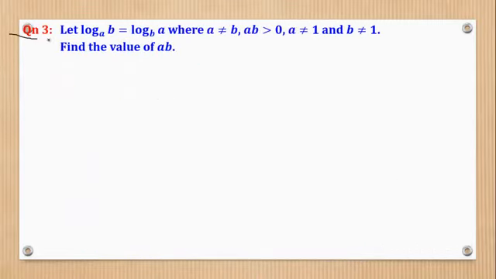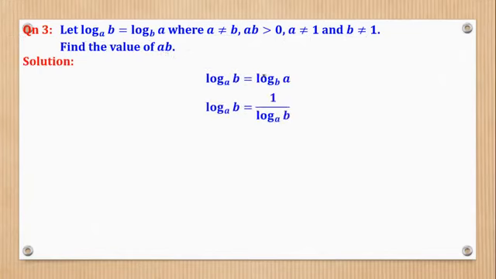That was question 2. Question 3 says, let this be equal to this, where a is not equal to b, and ab is greater than 0, a is not equal to 1, and b is not equal to 1. Find the value of ab, a times b. So we shall start with what is given. Then we change base, so I change this to base a, I'll come up with this, reciprocal. Then cross multiply, take this one this side, you come up with a square.